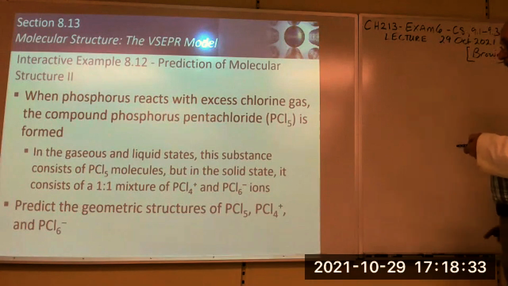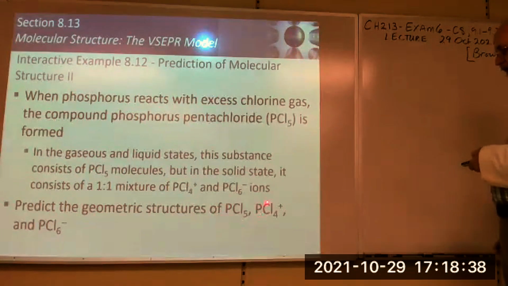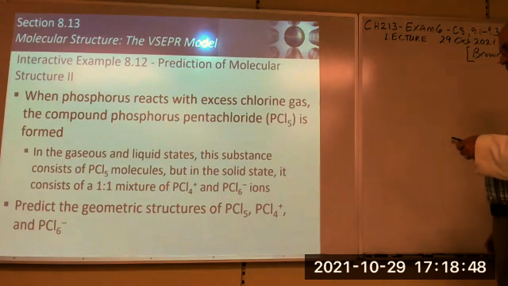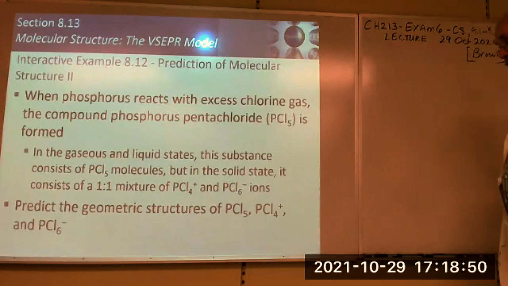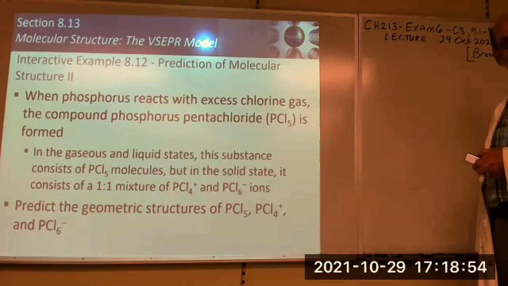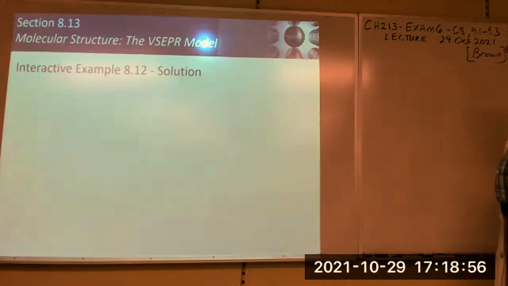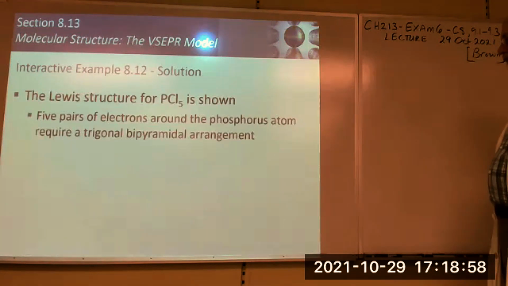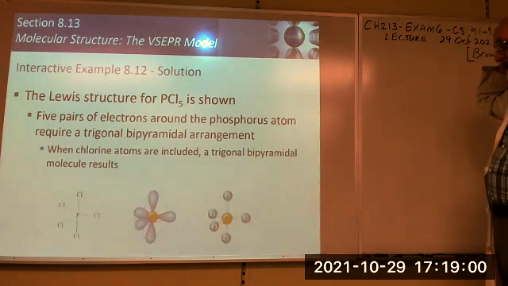These ions are going to have different geometric structures: PCl5, PCl4+, PCl6 minus. They will have different structures. You just have to draw the Lewis dot structures and then say, all right, what's left over after you accounted for the lone pairs? And that's what this slide does.